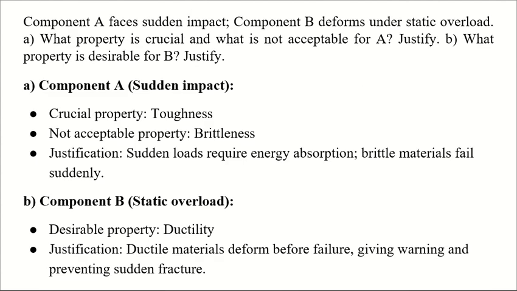Component A faces sudden impact. Component B deforms under static overload. For A, what property is crucial and what is not acceptable for A? Justify. What property is desirable for B? So component A has sudden impact. Crucial property: toughness. Not acceptable property: brittleness. Justification: sudden loads require energy absorption. Brittle materials fail suddenly. Component B has static overload. Desirable property is ductility. Justification: ductile materials deform before failure, giving warning and preventing sudden fracture.